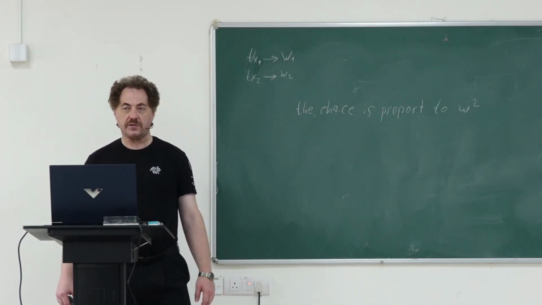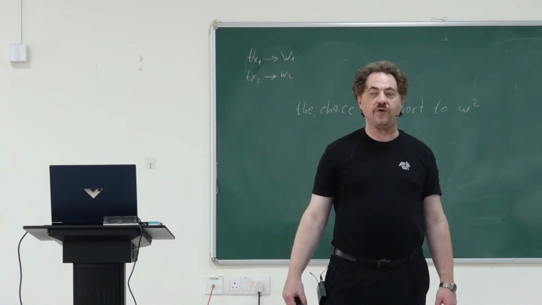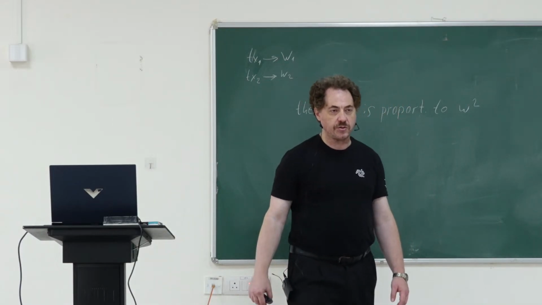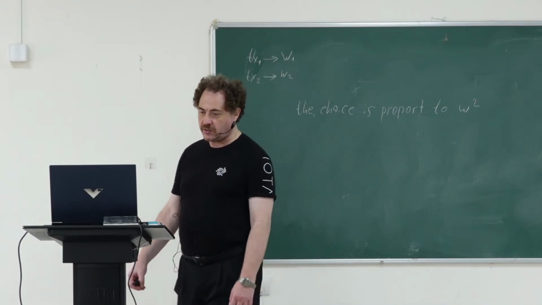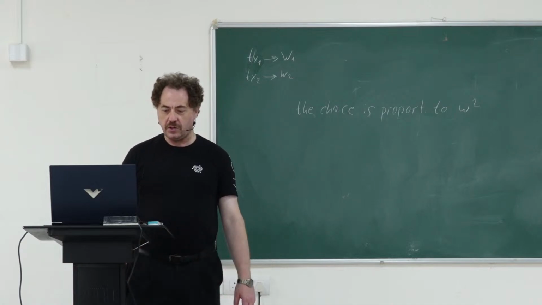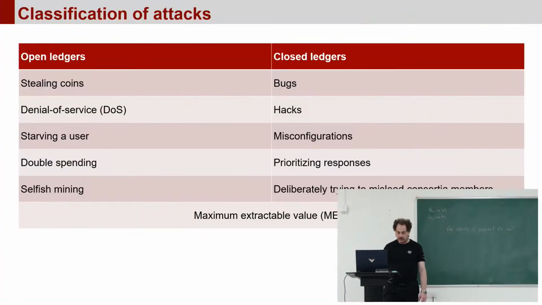In open ledgers, there is another attack. Say Alice doesn't like Bob for whatever reason, so whenever there is a transaction from Bob, Alice tries to make sure that that transaction is not included in the ledger. So Alice tries to starve Bob. That is also possible in principle. Of course, there is double spending, but there are also a couple of additional attacks that we have not talked about much yet, and that's selfish mining and attacks on maximum extractable value. So these two would be the topic for the bulk of the lecture.